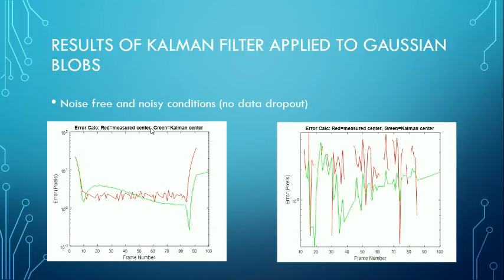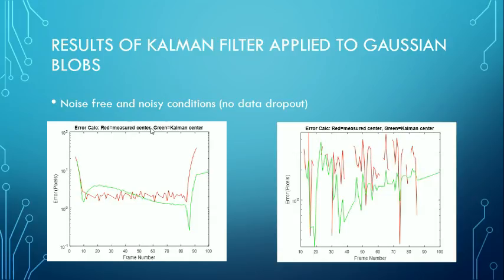So here are our results. All this was processed in MATLAB in the results that we see. The one on the far left is the noise-free and no data dropout condition. So this is the simplest tracking that we can do. The vertical axis is error, in pixels, and on the right is the frame number. So frame 1, frame 2, etc.